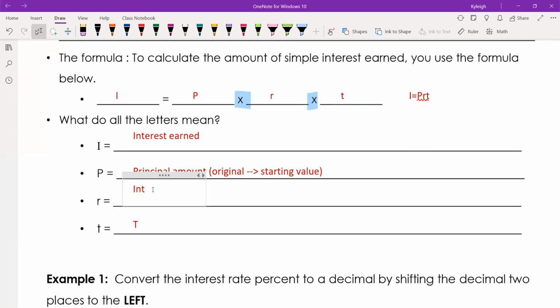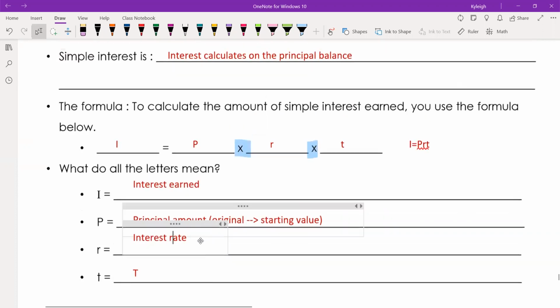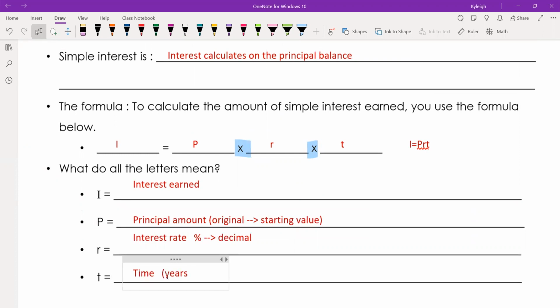R is the interest rate. So the rate is the R, and that's normally a percent that you need to convert to a decimal. And we're going to practice that. And T is time, and that's generally in years. But sometimes you might be given months to convert to years because everything's in years.